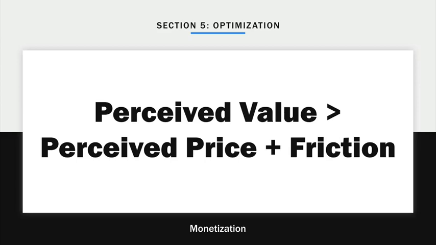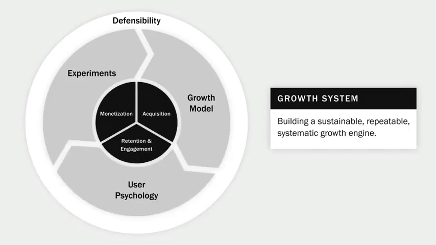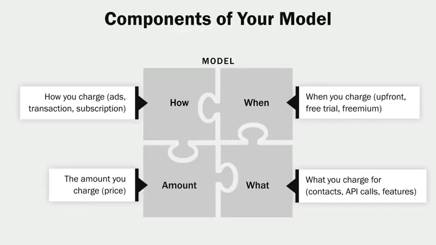In this module, we've been going through monetization, where we started by talking about our growth system, that sustainable, repeatable, systematic growth engine that we're building from the ground up in this program. We talked about how growth is the output of three different inputs: retention, engagement, acquisition, and monetization. Now, as we dove into monetization, we wanted to make the point very clear at the beginning that monetization in our model is way more than the amount that we charge for our product.